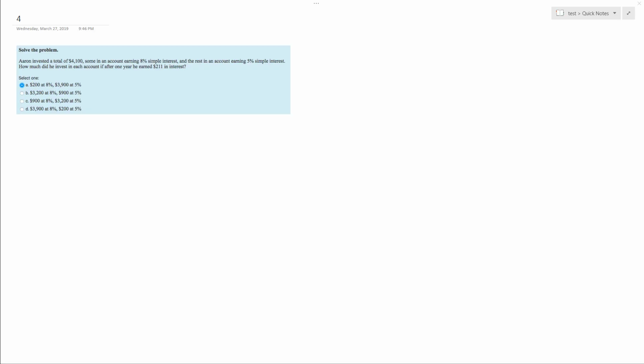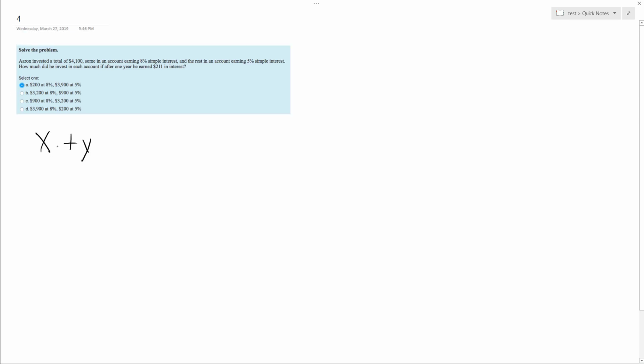So we have an investment problem here. Aaron invested $4,100. One account earns 8%, the other earns 5%. How much did he invest in each account if he ends up with $211? So what we have here is two equations, two unknowns.